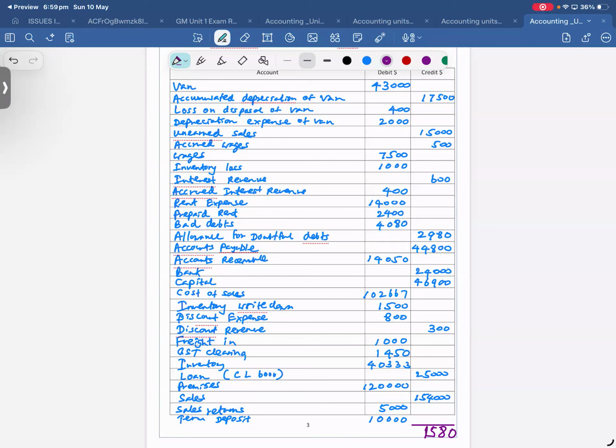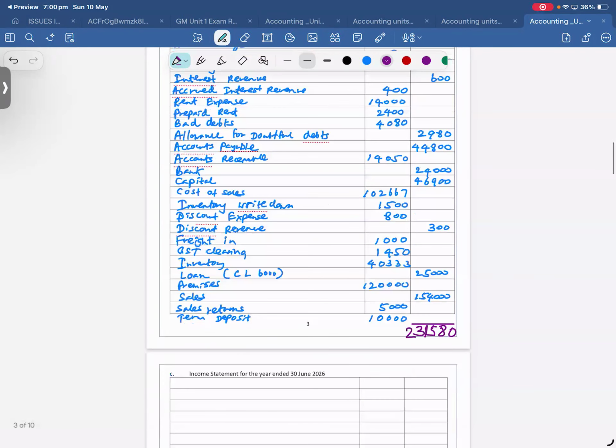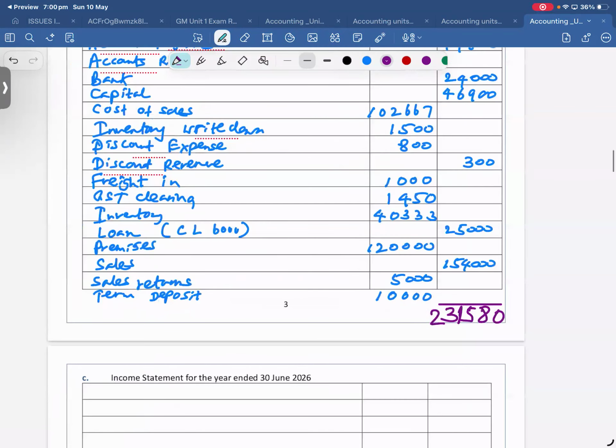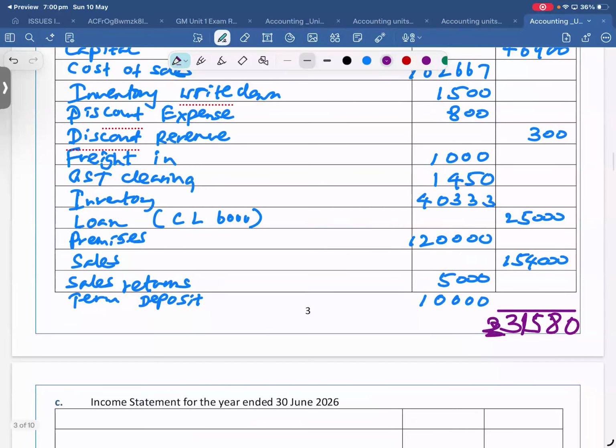Yeah, 331. 33168. So it's H1, I think. Is that what you got? 231,580? Yeah, sorry, 330, yes. Yep. 330,580? It's not that. How about not balancing?